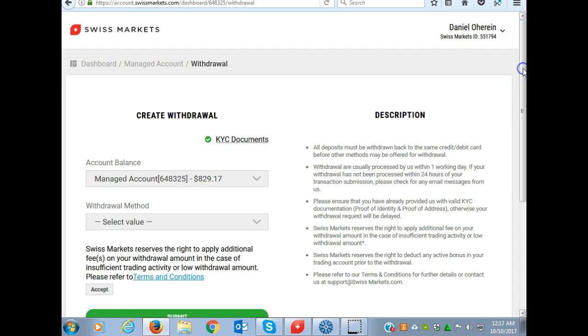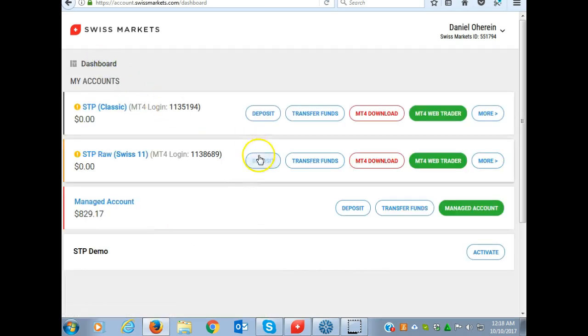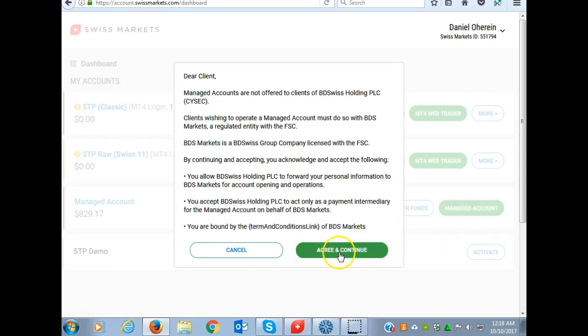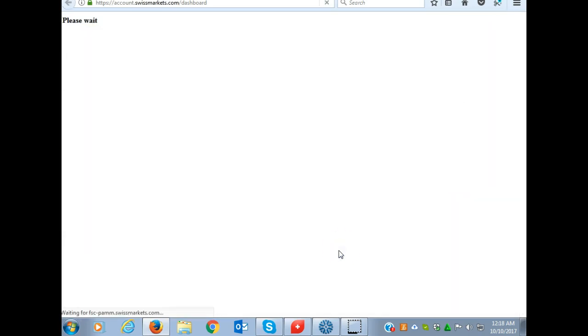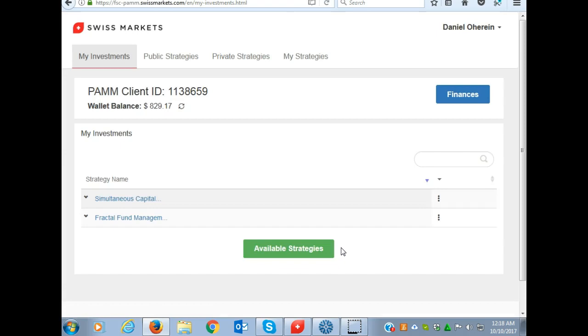I want to reinvest it back into my Fractal Fund Management. Like I said, this is my performance fee which I earned for trading for people in the month of September. So I want to reinvest this money. I will click manage account. I will click on agree. It will now take me back to my fund management, which is Fractal Fund Management. You will see this is the balance of this account.